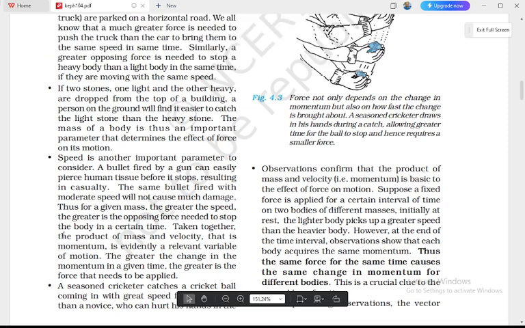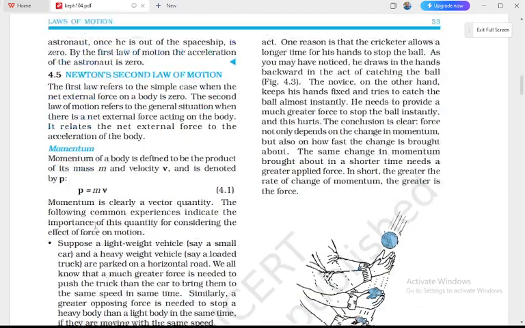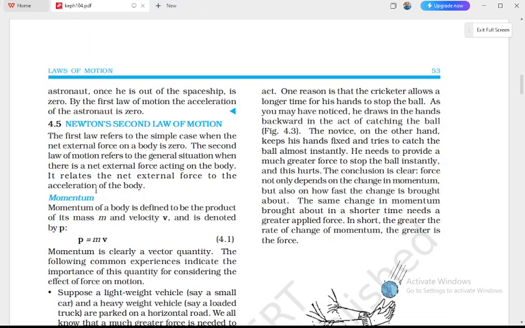A seasoned cricketer catches a cricket ball coming with great speed far more easily than a novice, who can hurt his hands in the act. One reason is that the cricketer allows a longer time for his hands to stop the ball. As you have noticed, he draws his hands backward in the act of catching the ball. The novice, on the other hand, keeps his hands fixed and tries to catch the ball almost instantly. He needs to provide a much greater force to stop the ball instantly, and this hurts.